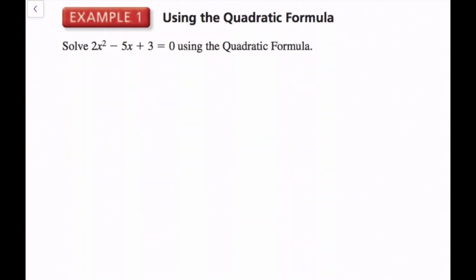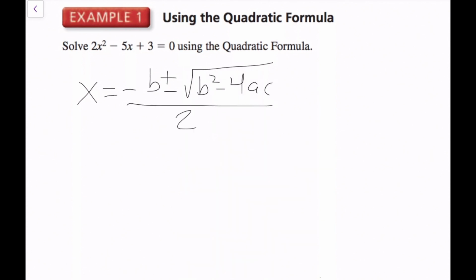All right, so we have 2x squared minus 5x plus 3 equals 0. And we're supposed to solve it using the quadratic formula. Well, let's write down our formula. x equals negative b plus or minus the square root of b squared minus 4ac all over 2a. So now I'm just going to identify a, b, and c in this quadratic equation.